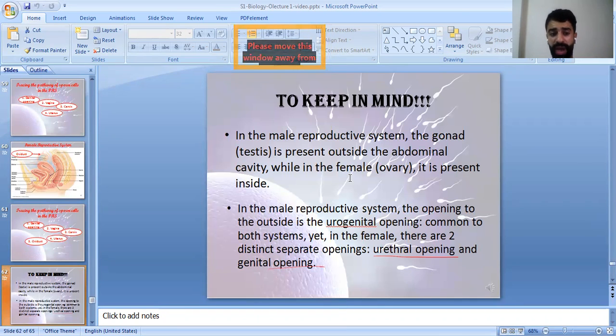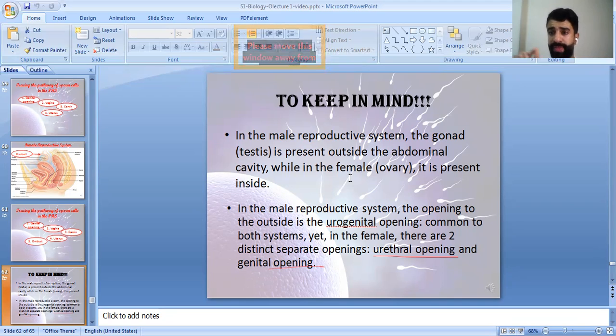So to keep in mind, we have some notes you have to know. First, in the male reproductive system, the gonad or the testis is present outside the abdominal cavity, while in the female, the ovary is present inside. So this is the first difference. The testes are suspended in a sac-like structure, which is called the scrotum, while in the female, the ovary is present inside the abdominal cavity.